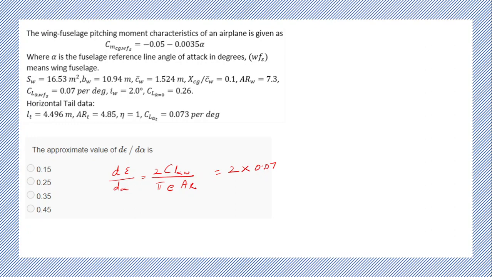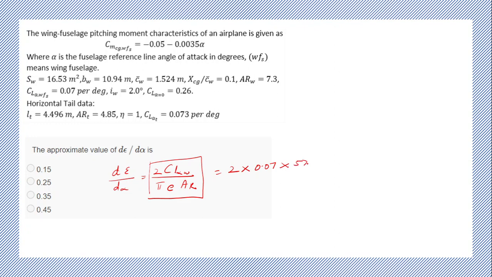But that is in per degrees. We need to convert it to per radians because this formula is valid only if your CL alpha wing is in per radians, right? Because the final term is dimensionless. So if this has to be valid, this has to be in per radians. How do we convert it to per radians? Multiply.